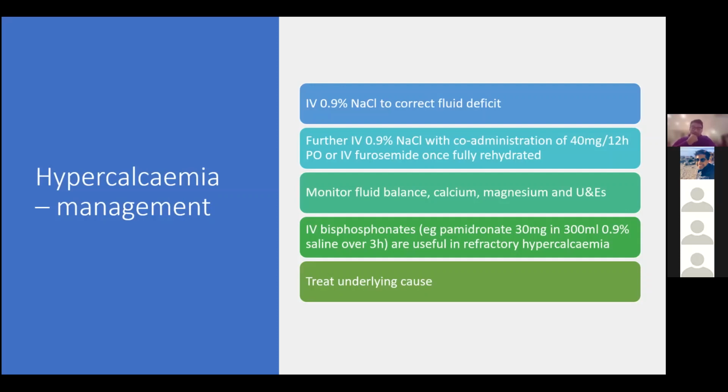If after IV saline they're still not resolving, you can start some IV bisphosphonates in refractory hypercalcemic cases. And you want to ultimately treat the underlying cause. You are actually giving quite a lot of IV saline, usually 1 litre every 4 to 6 hours for 24 hours. So you're really rehydrating the patient.